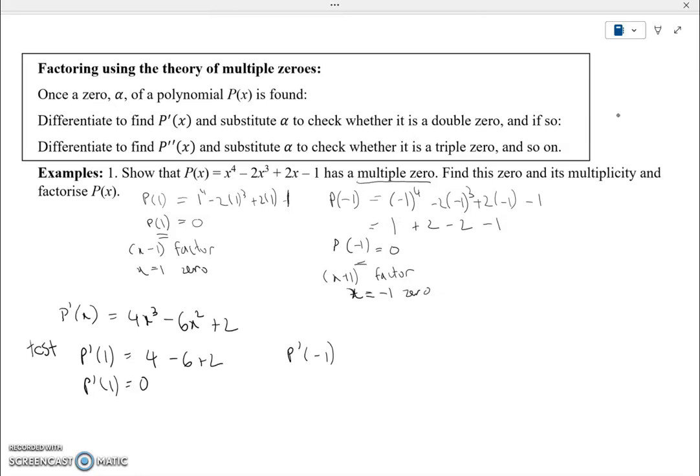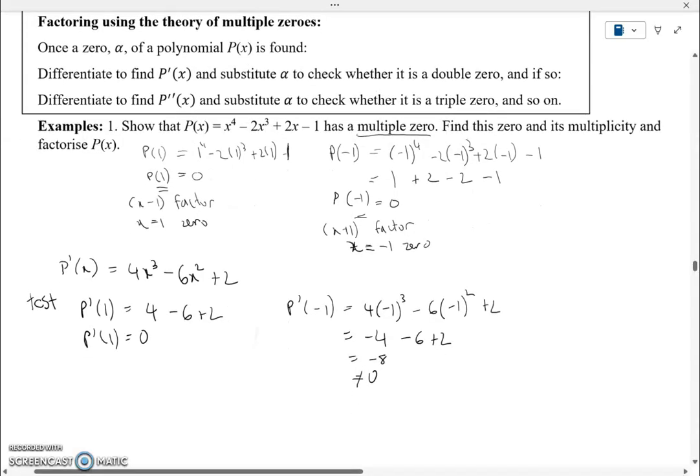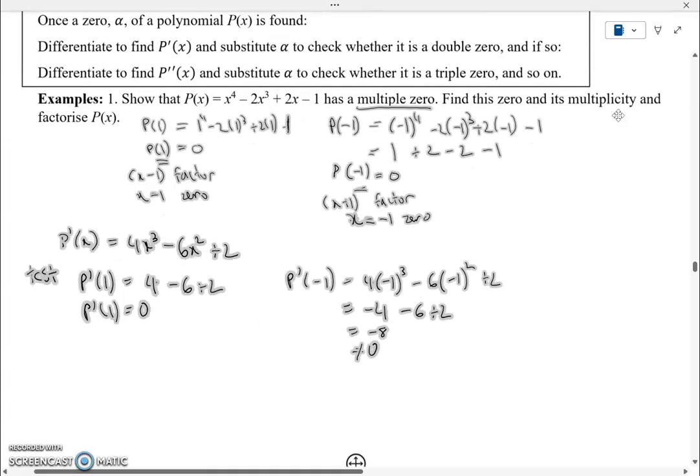Let's test p dash of negative 1. That's going to be, if we sub in negative 1 there, 4 times negative 1 cubed minus 6 times negative 1 squared plus 2. That's going to be negative 4 minus 6 plus 2, which equals negative 8, which doesn't equal 0. So therefore we found the multiple 0. The multiple 0 is x equal 1.